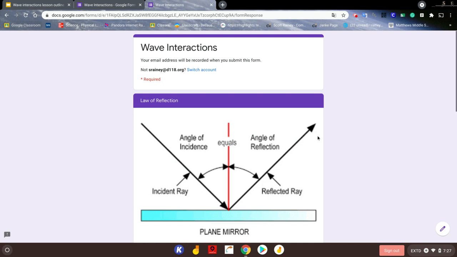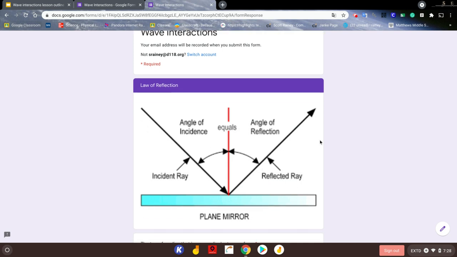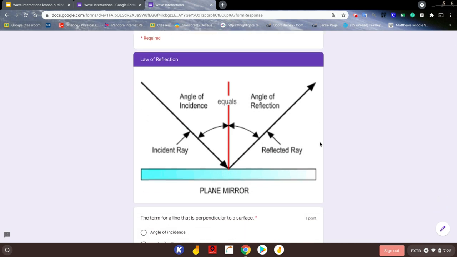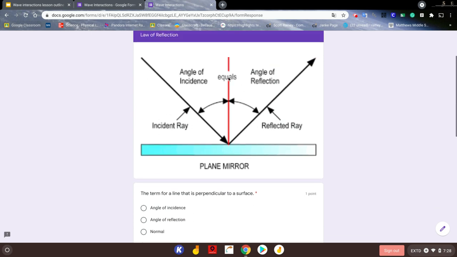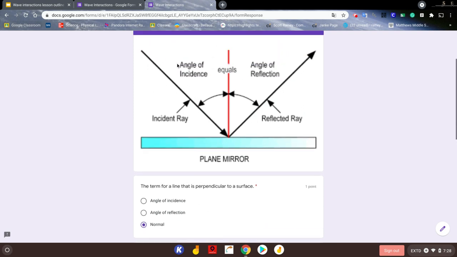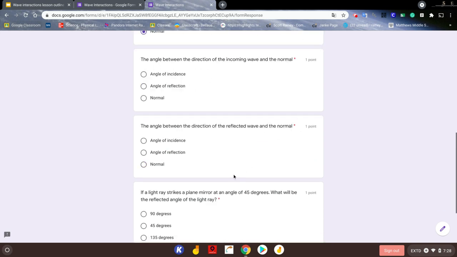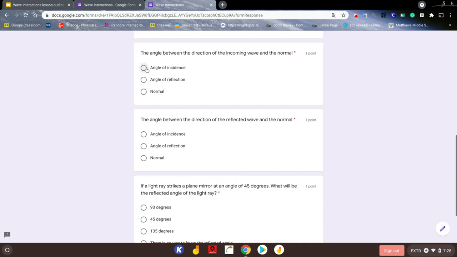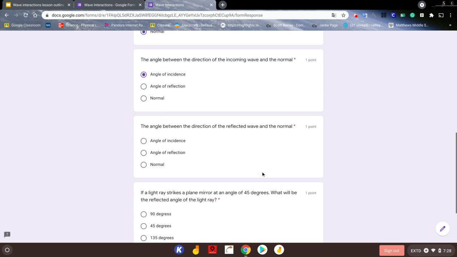We talked about the wave interactions, so we talked about the law of reflection. This term here, the term for the line that is perpendicular to the surface, it doesn't say it here, but this is called the normal. The normal is this red line. The angle between the direction of the incoming wave and the normal is called the angle of incidence. Angle of incidence.